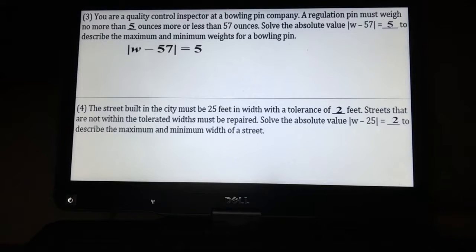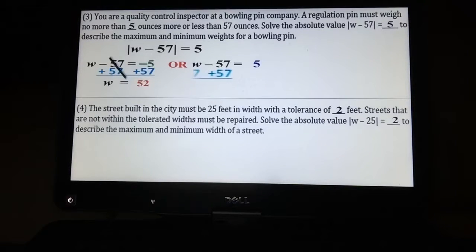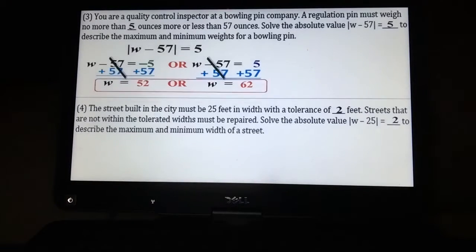Okay, now to solve it, the absolute value is already isolated, so we're going to go ahead and split it into the two equations. So we have W minus 57 equals negative 5, or W minus 57 equals 5. Now, on both of them, what you're going to have to do is add 57 to both sides. That's going to get me W equals 52, or W equals 62. Okay? Now, this is the answer.